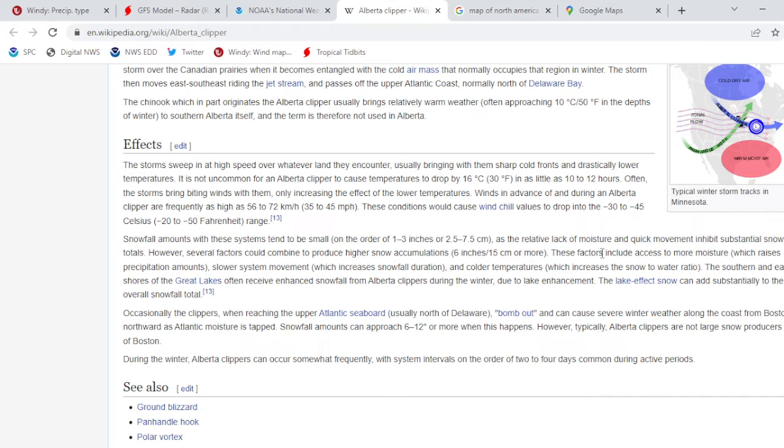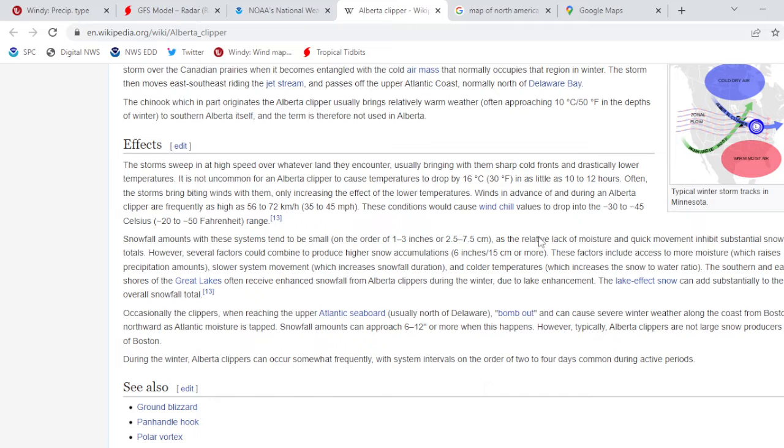Occasionally, the Clippers, when reaching the upper Atlantic seaboard, usually north of Delaware, bomb out, and can cause severe winter weather along the coast from Boston northward as Atlantic moisture is tapped. Snowfall amounts can approach 6 to 12 inches or more when this happens. However, typically, Alberta Clippers are not large snow producers south of Boston.